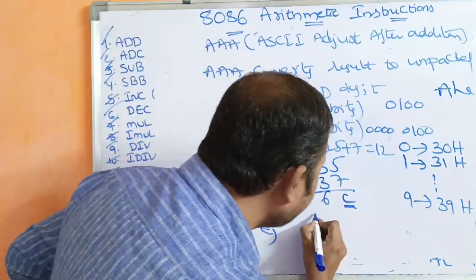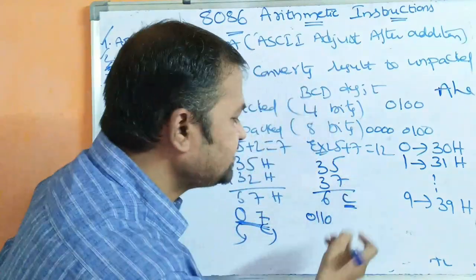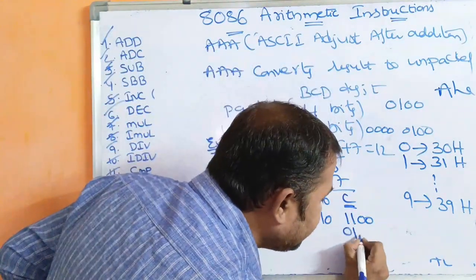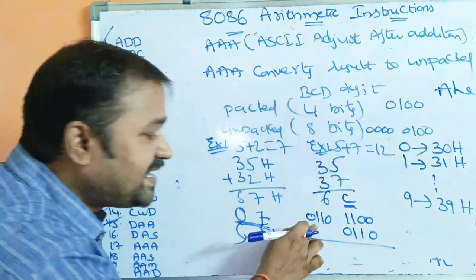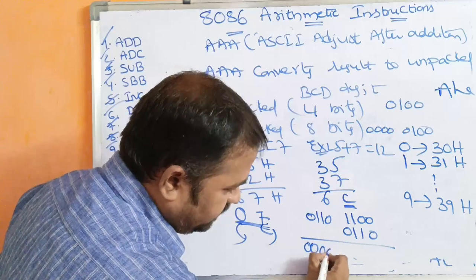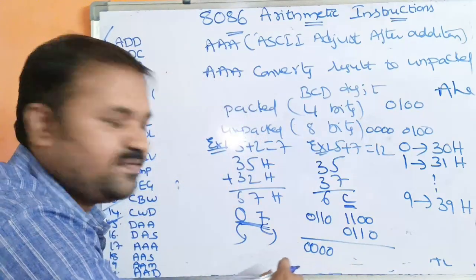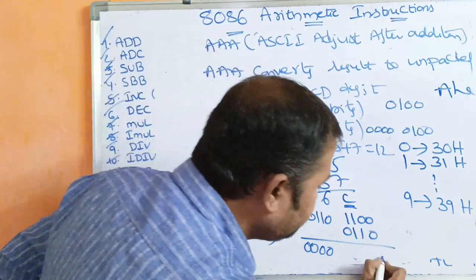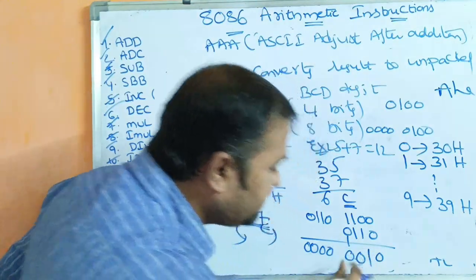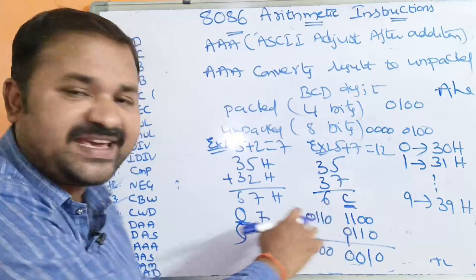Okay. Here 6 means what? 0110. C means 12, 1100. So we have to add 6 to the lower nibble and clear the upper nibble. So we have to write the upper nibble by clearing, that means we need to place zeros. Next, 0 plus 0, 1 plus 1, 0 with a carry 1, 1 plus 1 means 0 with a carry 1.